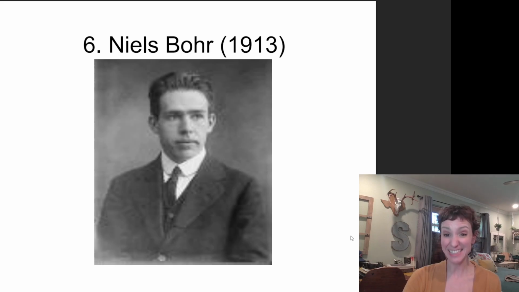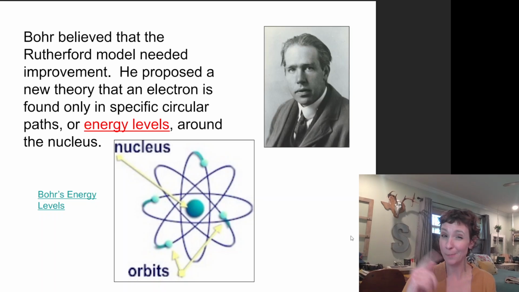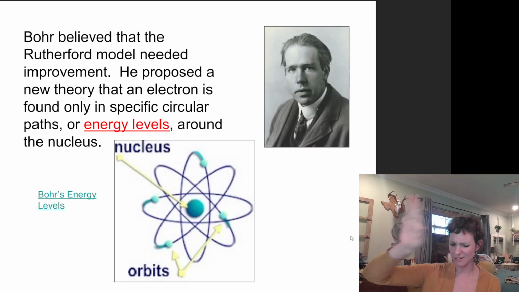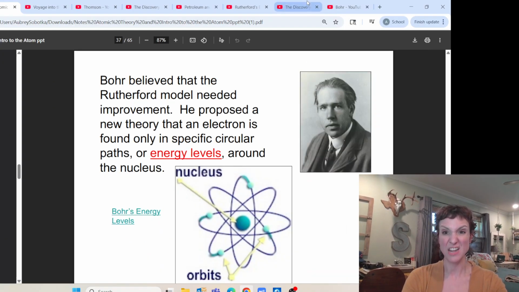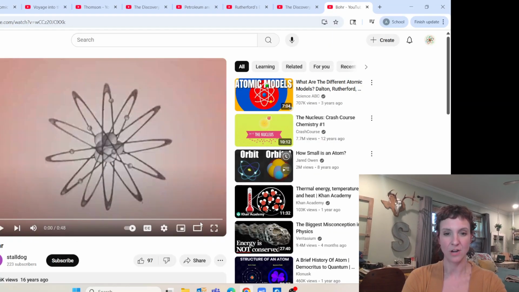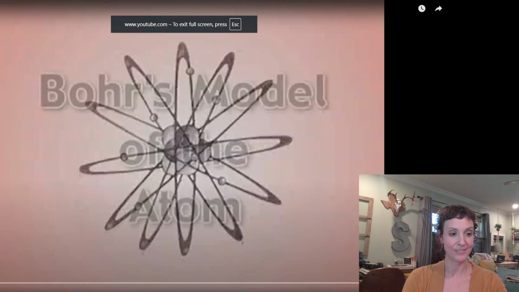Niels Bohr, 1913. So we're moving quickly here. This is just 2 years later. What did Niels Bohr do for the development of our model of the atom? Bohr believed that the Rutherford model needed improvement. He was like, I get you there, those electrons are in the empty space, probably orbiting in some way, but not just orbiting randomly. He proposed a new theory that an electron is going to be found in specific circular paths, or energy levels, around the nucleus. And we're going to watch another really obnoxiously old video, and you're going to love every second of it, on what Bohr's model of the atom proposed.